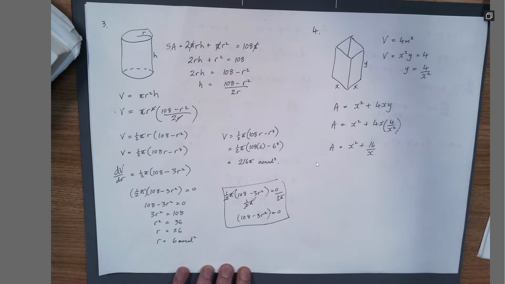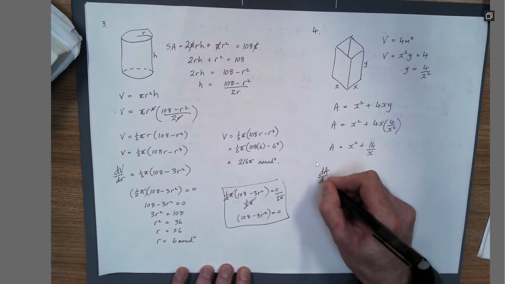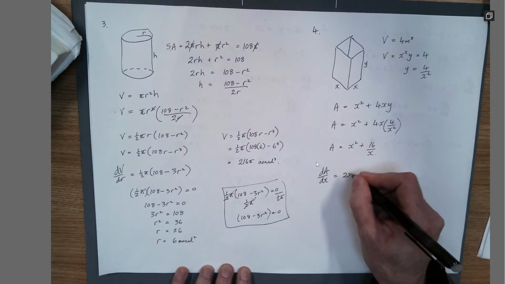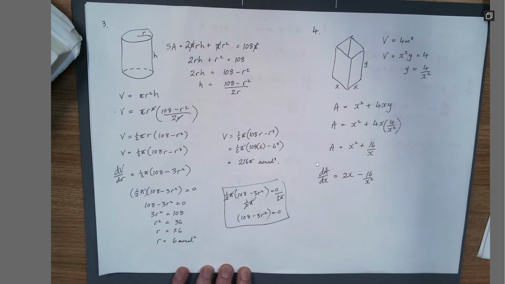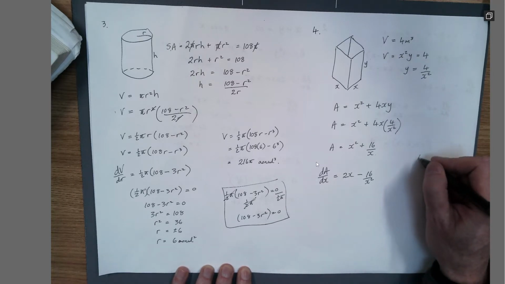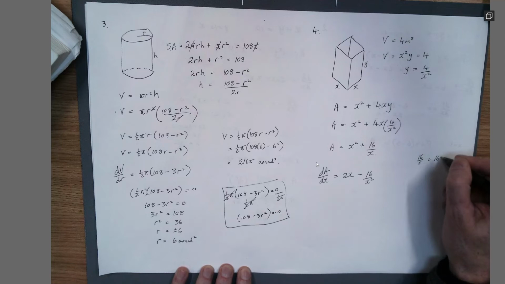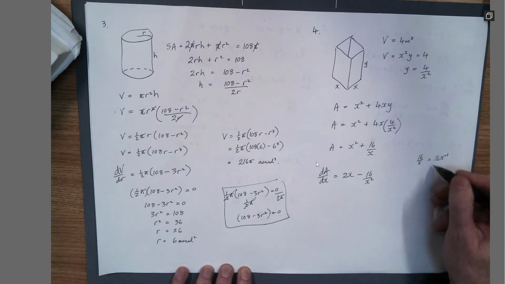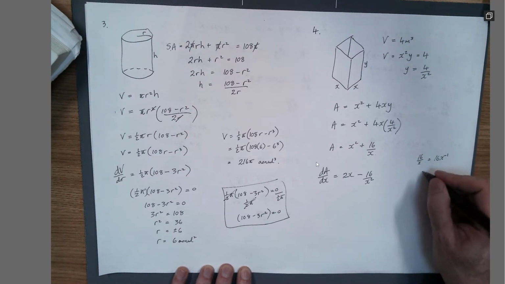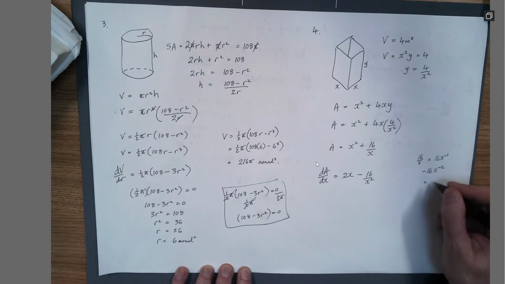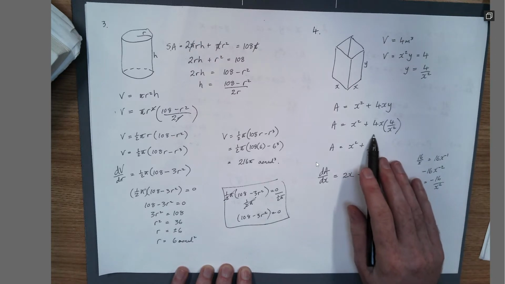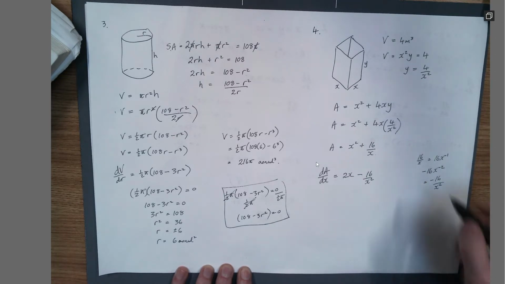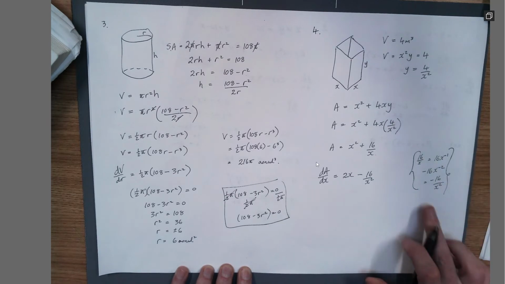Now, dA/dx equals 2x minus 16 over x squared. Differentiating 16 over x squared... 16 over x is 16x to the minus 1. Differentiating, we get minus 16x to the minus 2, which is minus 16 over x squared. So that is our dA/dx. Just note that this is what we get.